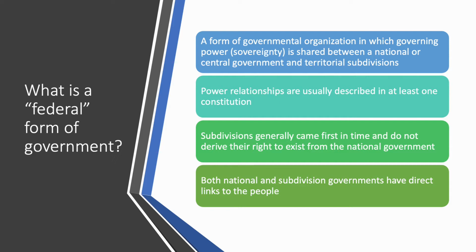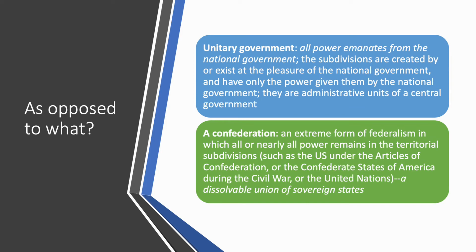Now understand that in almost all federal nations, including ours, the subdivisions came first. In other words, in this country, the states came first. We had states before we had a national government. And that means the states do not derive their right to exist from the national government or the U.S. Constitution. They pre-existed the Constitution. We had states before we had a Constitution. We had states before we had a national government. And both the national and the subdivisional governments, in our case the state governments, have direct links, direct connections to people. Now, as opposed to what?